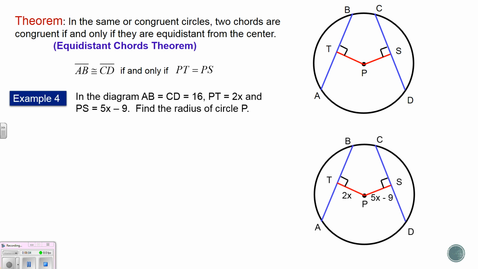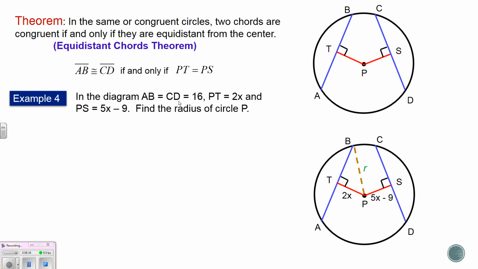In the diagram, we have AB is equal to CD, which is equal to 16. PT is 2x, and PS is 5x minus 9. They want us to find the radius of circle P. Now, I can draw the radius anywhere I want, but I'm going to draw it so it's useful. I'm going to draw it to make a right triangle. So this is the length that I'm looking for. Now, this is 2x. That doesn't really help us, does it?